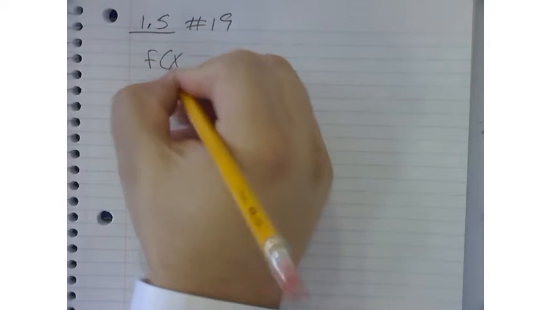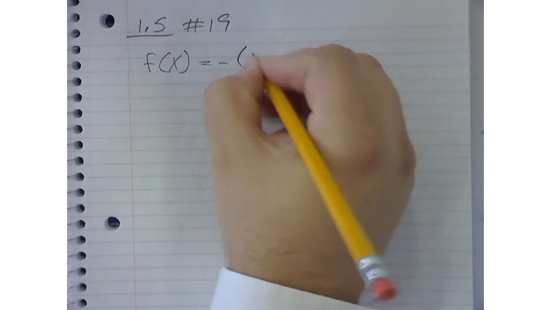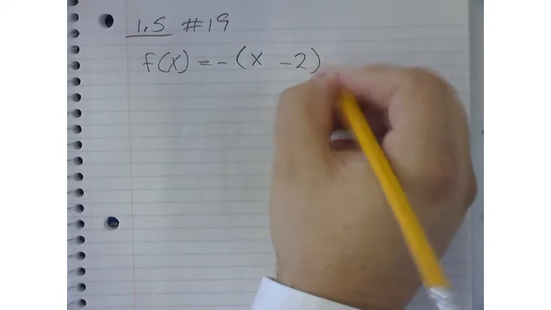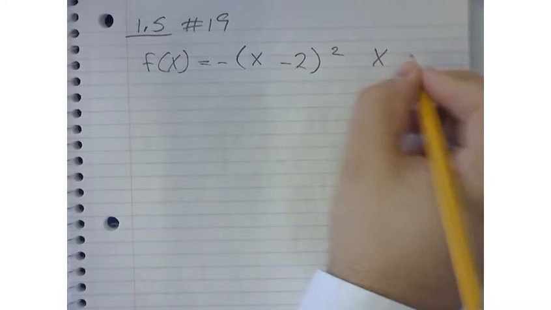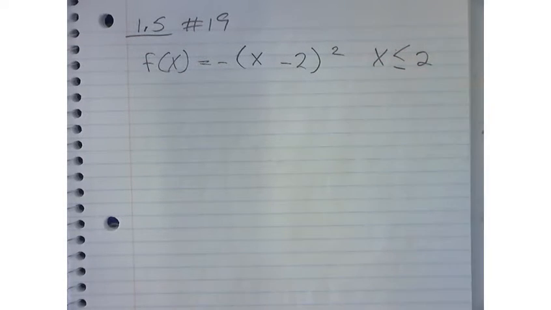On the discussion thread. Here we go, problem number 19. We have f of x is equal to negative (x minus 2) squared. And then they give us this parameter, which means x is less than or equal to negative 2. So we can verify on our calculator, but I think these are rigged up in a way so that you could just go to work.